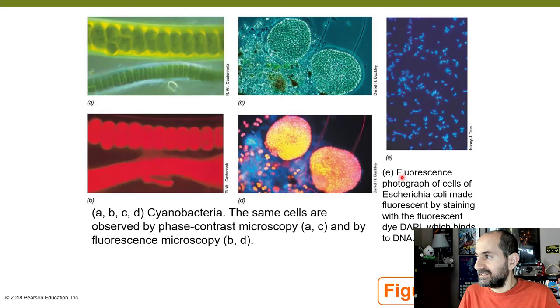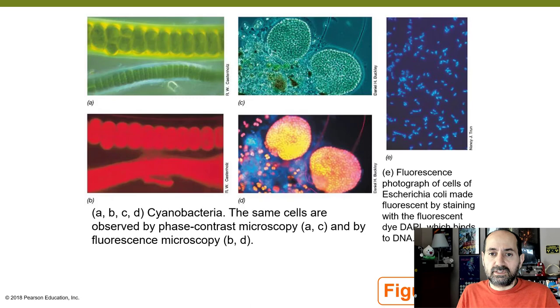Also here in E, you can see fluorescence of cells of E. coli. Sorry, this should be italicized. Escherichia coli should be italicized. These E. coli are glowing because of DAPI. DAPI is a fluorescent molecule that tightly binds to DNA. So what you're seeing here isn't the whole E. coli cell, it's the E. coli nucleoid, it's the E. coli DNA. What this researcher had done was treat their E. coli cells with a fluorophore called DAPI. DAPI binds tightly to the E. coli DNA. And what you're seeing here are all of the nucleoids for many different E. coli glowing in blue, because DAPI absorbs violet light and it emits blue light.